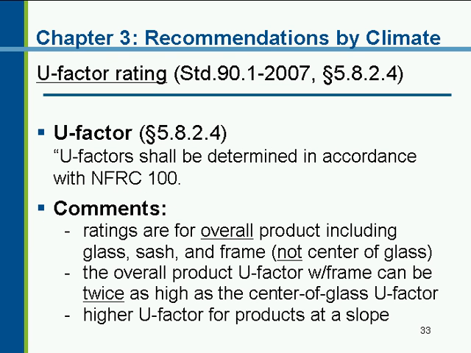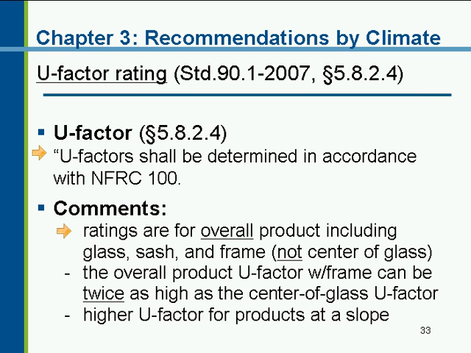The U factor, the thermal transmittance, this goes back to standard 90.1. It refers to having these determined in accordance with NFRC 100. NFRC is the National Fenestration Rating Council, and this group was established by the Energy Policy Act in 1992 as the preferred entity for developing the window energy rating system. The standard 100 addresses U factor. All these ratings are for the overall product, including the glass and the sash and the frame. So it's not just the center of glass.